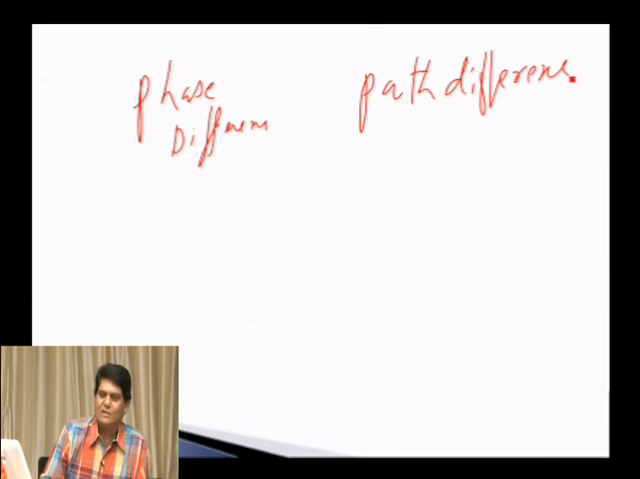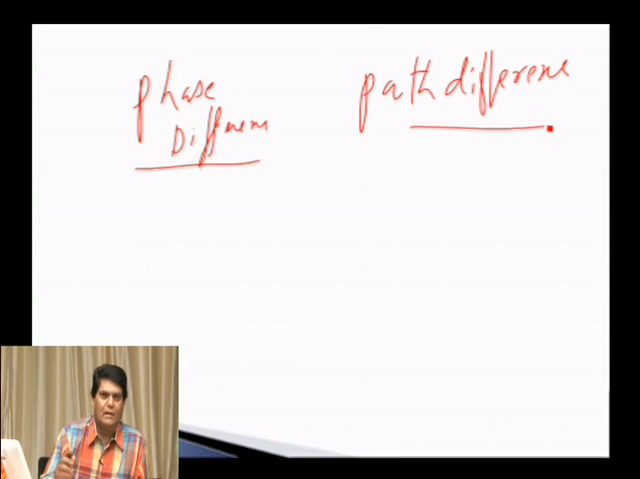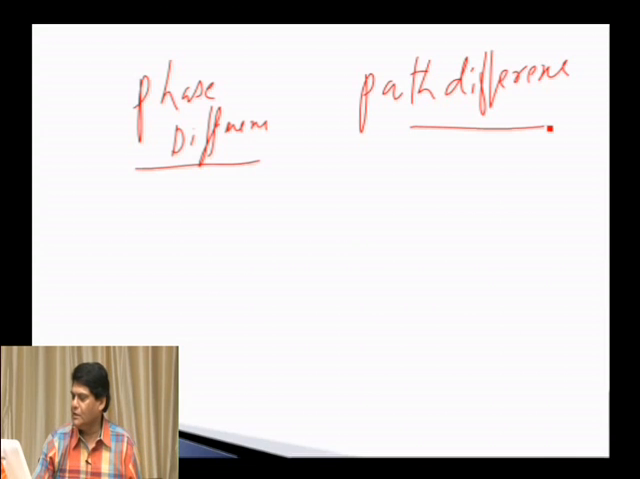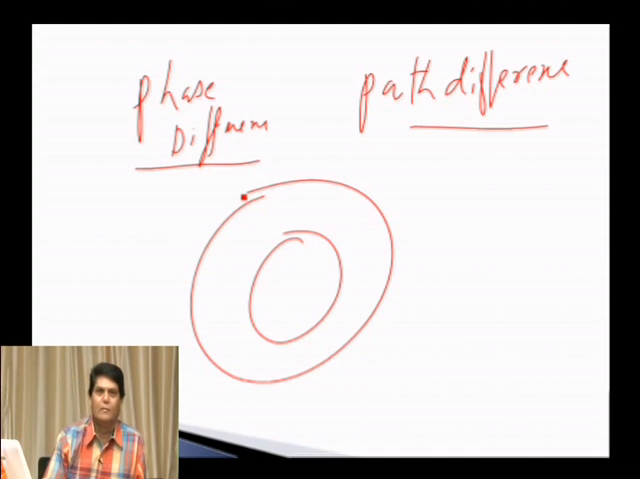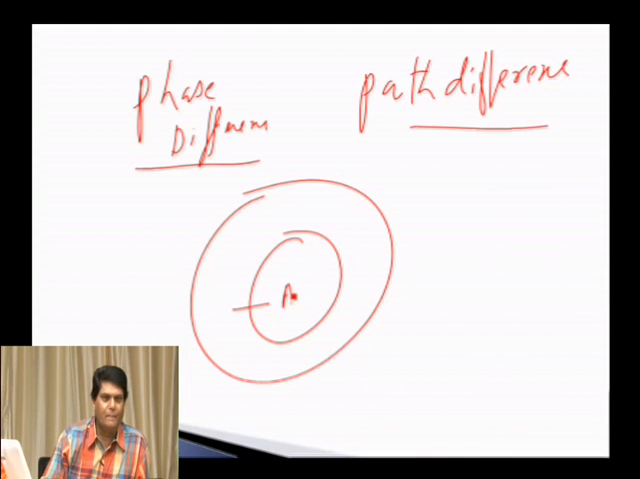To understand the meaning of phase difference and path difference, let us imagine a circular track. On a circular track, from A one horse starts moving, and on another track, from B, a second horse starts. So there are two horses starting from two different points.